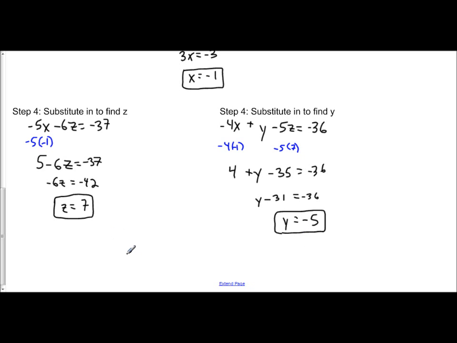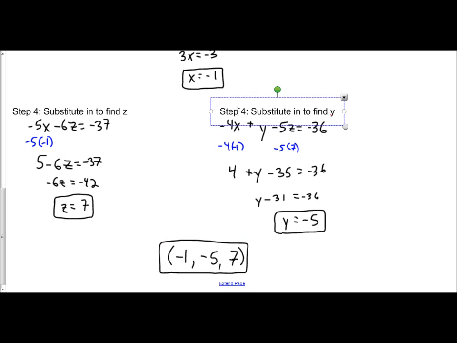And so x is negative 1, y is negative 5, z is 7. We said in the introduction, your answer is an ordered triple: x, y, z. And that ordered triple is the solution for this system of equations. So I'm going to scroll up. I want you guys to see all of the steps. And sorry, this is my step 5.